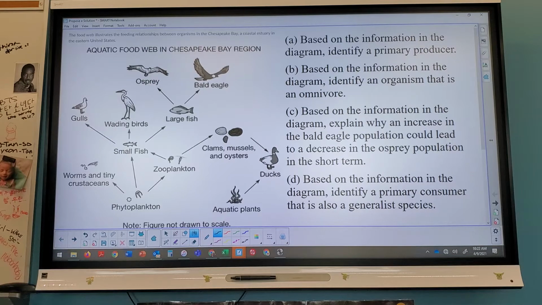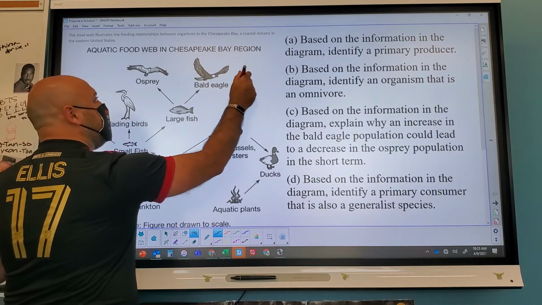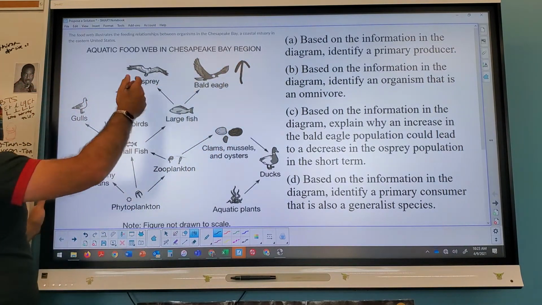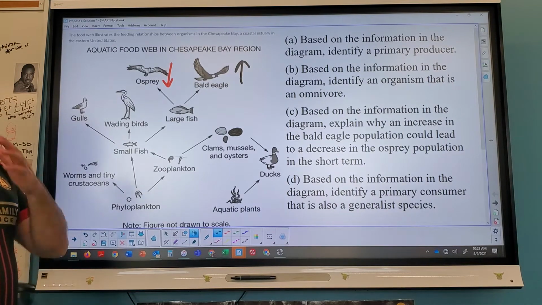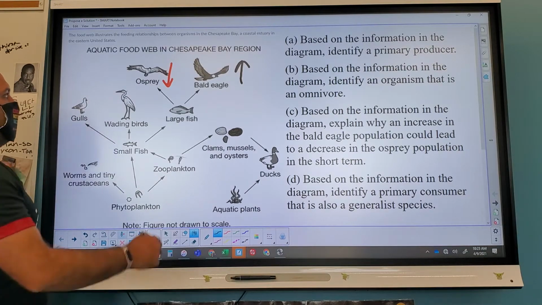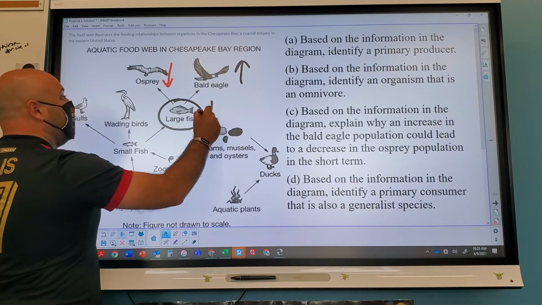Based on the information in the diagram, explain why an increase in the bald eagle population could lead to a decrease in osprey population in the short term. Again, wait on your answer. So just think for a second how that could be in effect. What I like to do is when they say increase, I draw little arrows next to it. You'll have a test booklet, and you can draw these on there too. So, increase bald eagle, why might there be a decrease in osprey numbers? I'll start with your hand up first. What you got? If the bald eagles go up, they're going to eat a lot more large fish, meaning the ospreys will not have as much. Yeah, it'll have less food, right?